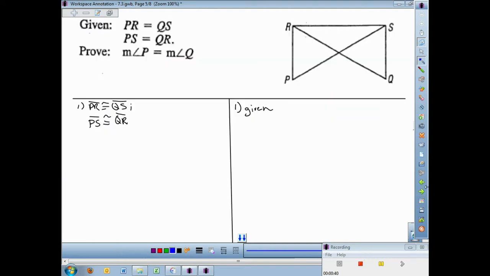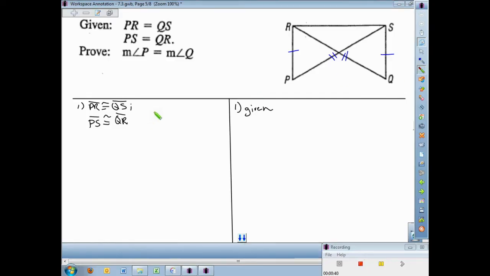Next, let's mark what they've given me. Segment PR is congruent to segment QS. Got that marked. Segment PS, whoa. Remember, you want to put those tick marks as close to the middle as possible without going over to the top of stuff. It's congruent to segment QR. And they want you to prove that these angles are congruent. So we've got to find the triangles. That's why I say let's highlight.